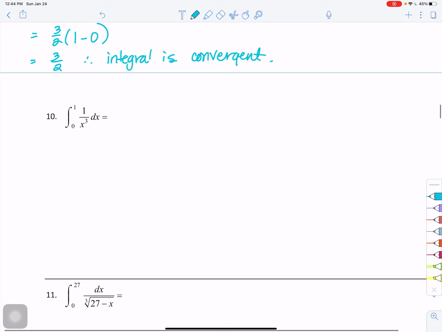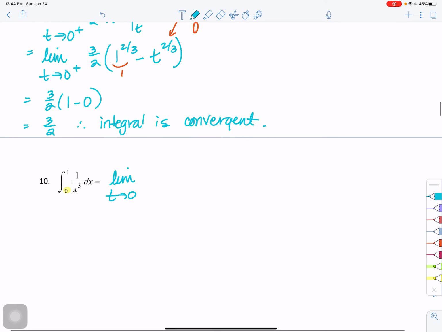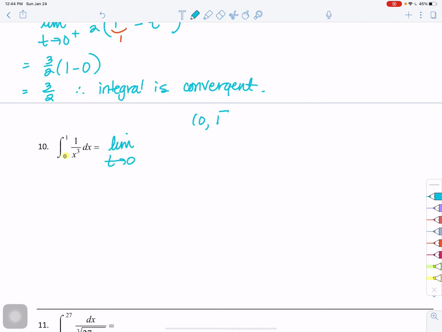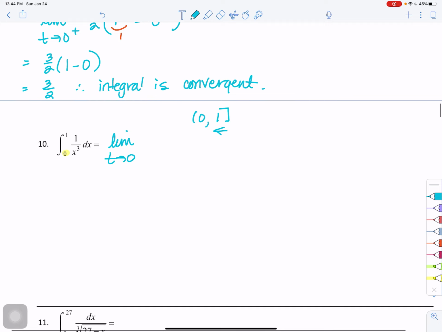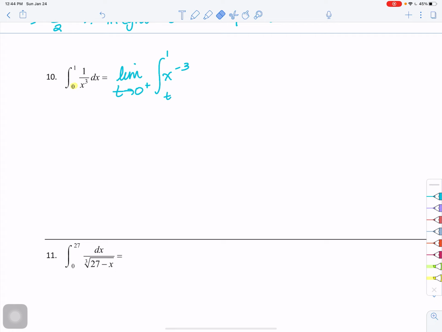Okay, let's give this a try. Again, what do you see? 0 is not defined for this function. 1 over 0 would be undefined. So we have the limit as t approaches 0. I wrote that in blue. Again, it's the same one, 0 to 1 coming from the right. And we're going to have x to the negative 3 from t to 1. I think that's what we did on that last one. I wish I wouldn't have put both the same, but it's okay.